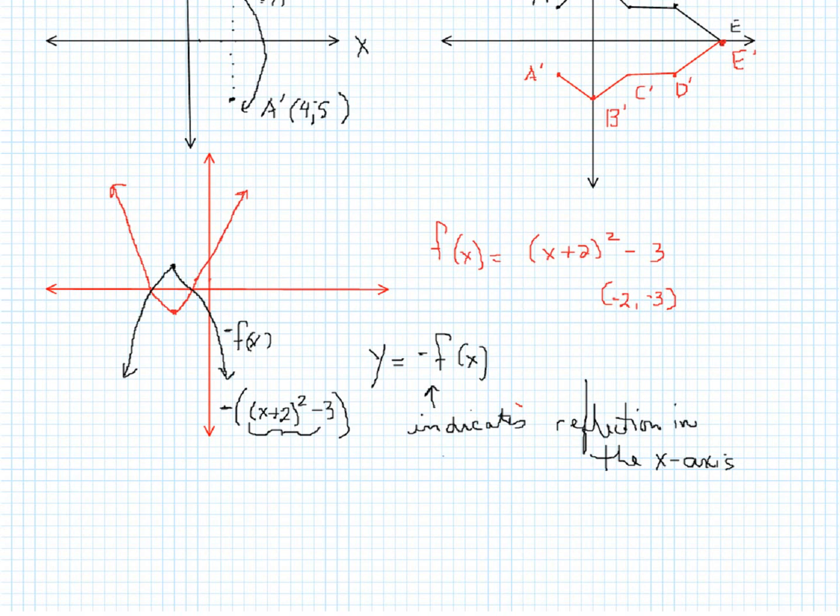And so that is our reflection in the x-axis. We can see that it's the opposite of the function, or the negative function, where that negative exists outside of the function. I'm going to stop here, and then we'll do a second video on reflections in the y-axis.